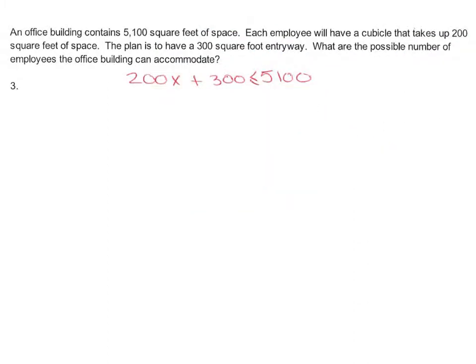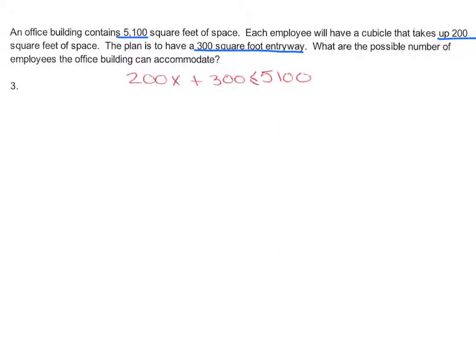So here's another word problem that we have. You have an office building that contains 5,100 square feet of space. Now, each employee will end up getting a cubicle that takes up 200 square feet of space, and they also plan to have an entryway that is 300 square feet. So the question is, what is the possible number of employees the office building can accommodate?